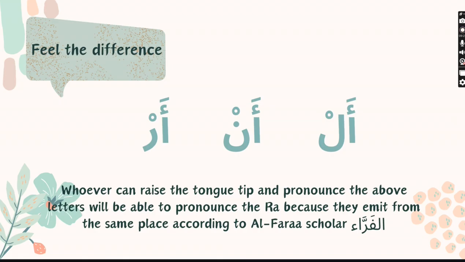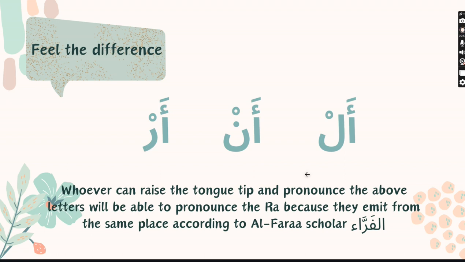Now I want you to feel the difference here. We are trying to adjust the pronunciation of the letter ra. Let us pronounce those 3 words. They are sukoon with a hamza fatha before them. Let us say al. We took this, okay? Now al, an, ar. So the lam is just behind the upper teeth, and then the noon comes after it, and then the ra comes after it.